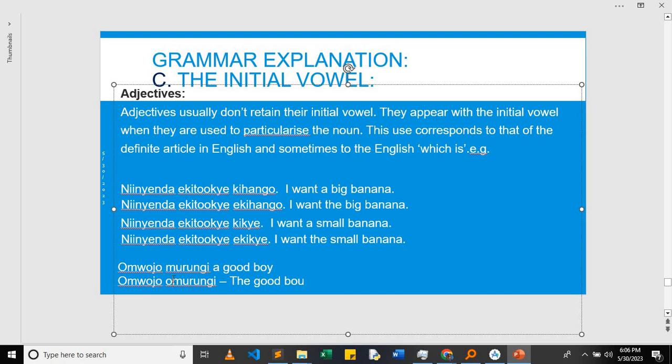So where you find a vowel in a sentence and it is on an adjective, like a word that gives more meaning. Like omurumo murungi, that is good work. But if it becomes omurumo murungi, that means a good work, or good work. But if it becomes omurimo omurungi, that one means the good work. So a vowel, where it is on an adjective, means the.